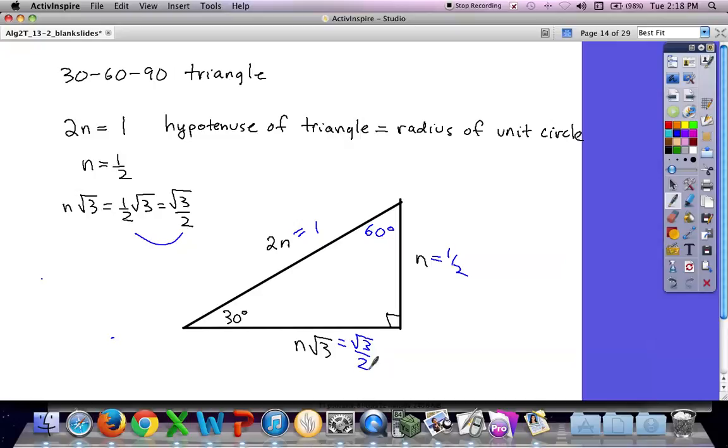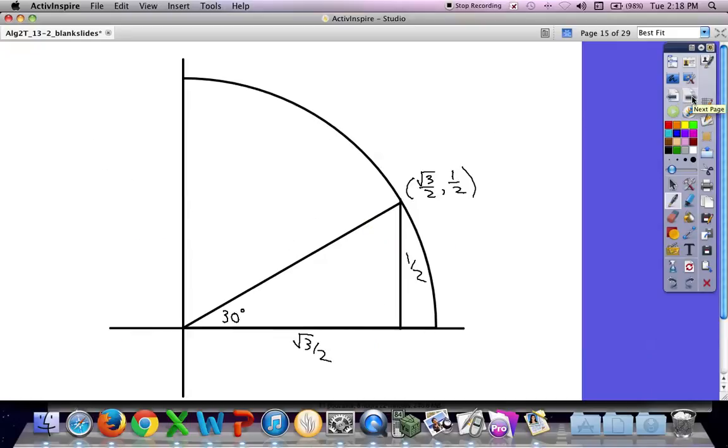Okay, well, when we go to our unit circle, this is the x. This is the y. Right? Square root of 3 over 2 is the x coordinate. 1/2 is the y coordinate. So you can fill that in.